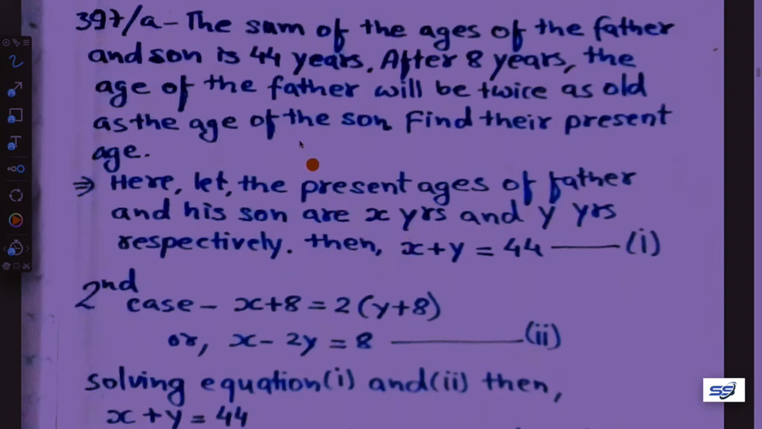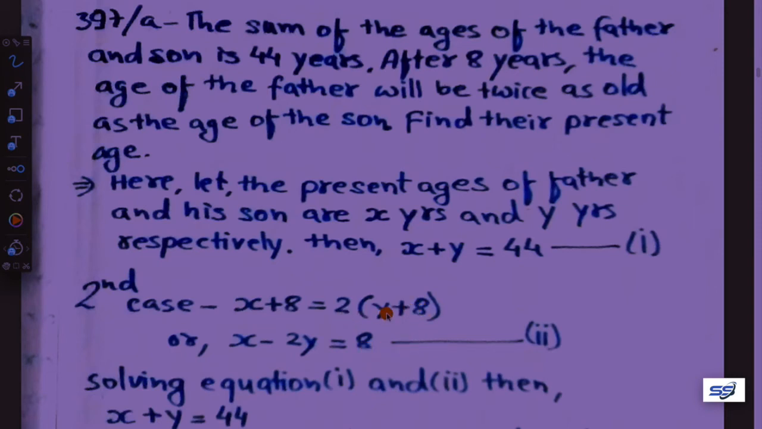Then from our first condition, we can easily say that the sum of their ages is 44 years. It means X plus Y equals 44. This equation is in simple form, so let this be equation number 1. Now from the second case, after 8 years, X plus 8 equals twice as old as the son, it means 2 into Y plus 8. Now make this equation a little bit simpler: X minus 2Y equals 8. In this way we make this equation simple.